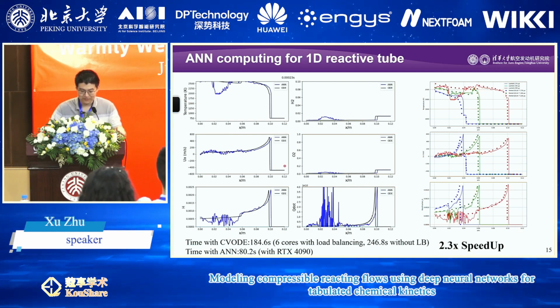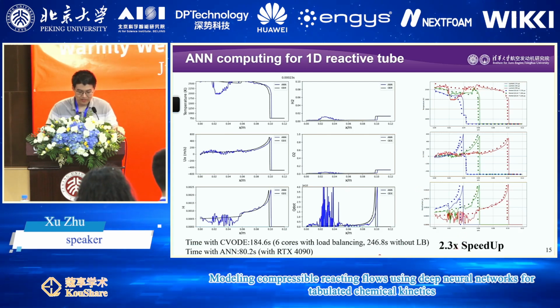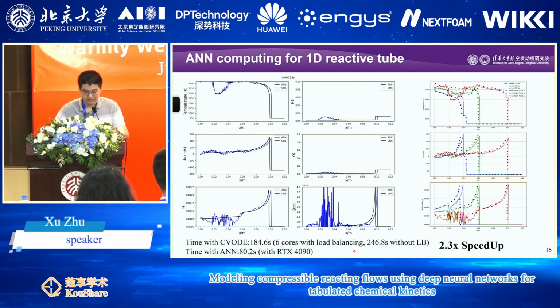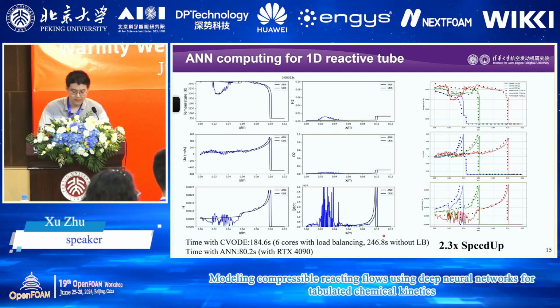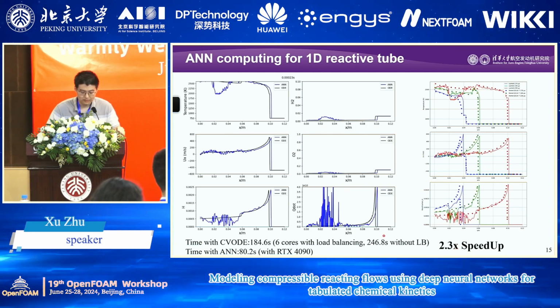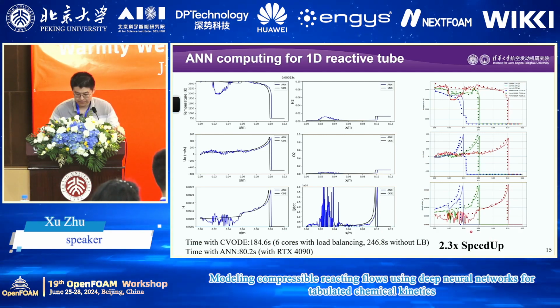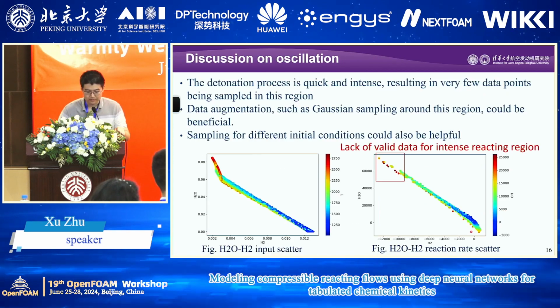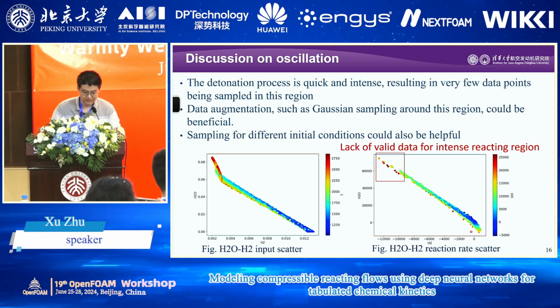No matter how the result is, we still get a 2.3 times speed up compared to the CVODE result with 6 cores and the load balancing method. And if you do not apply load balancing for the CVODE one, you will get about 3 times speed up.